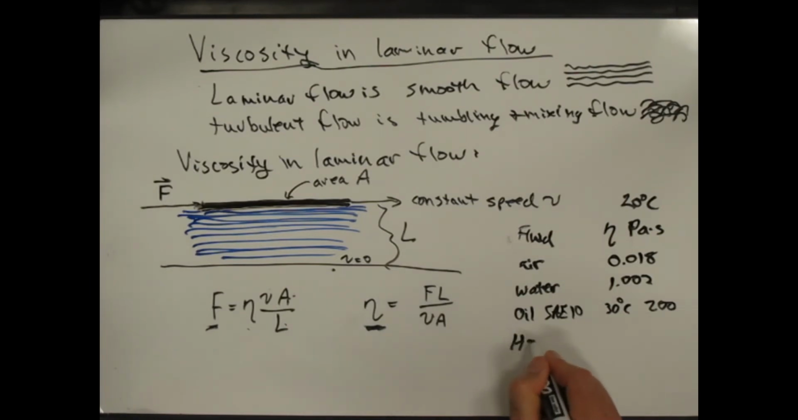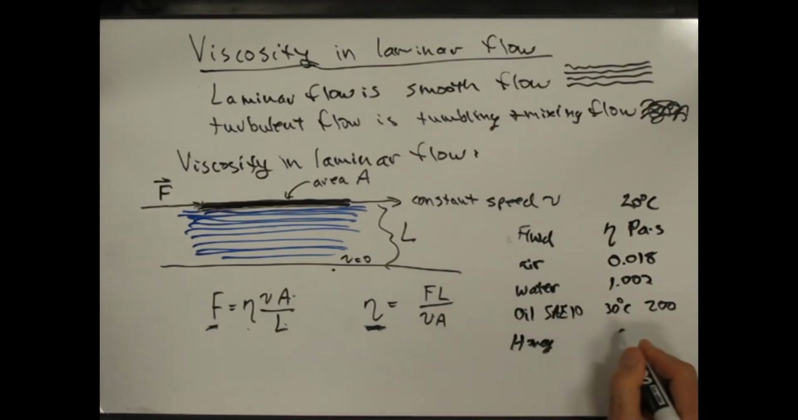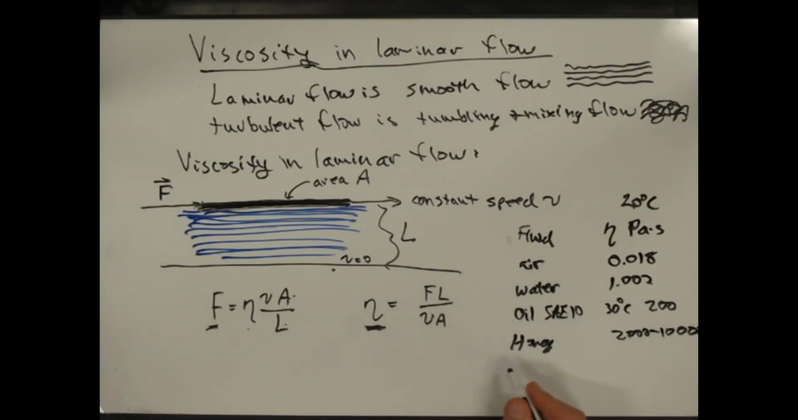Honey is about 2,000 to 10,000. And so on. So you're getting some idea of what the viscosities look like.